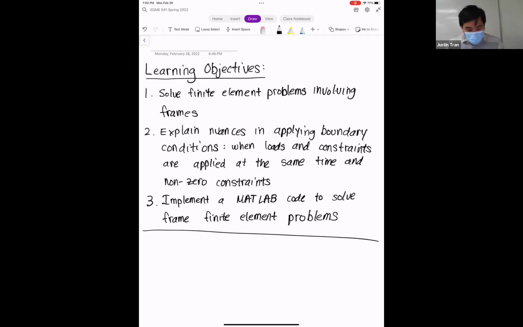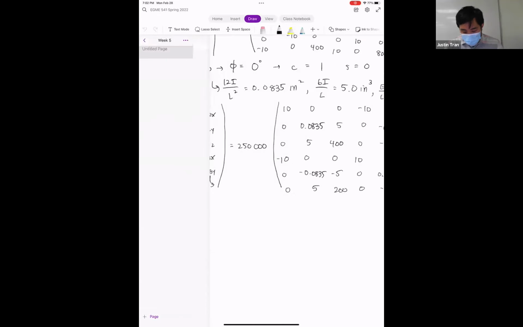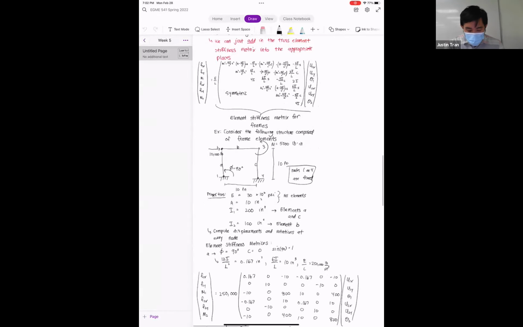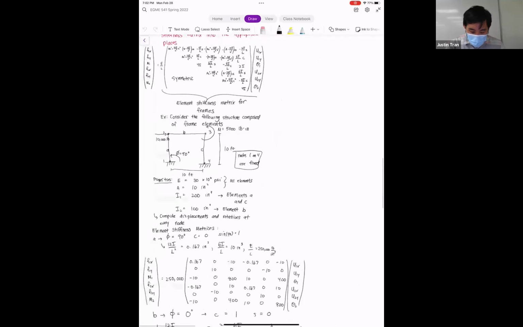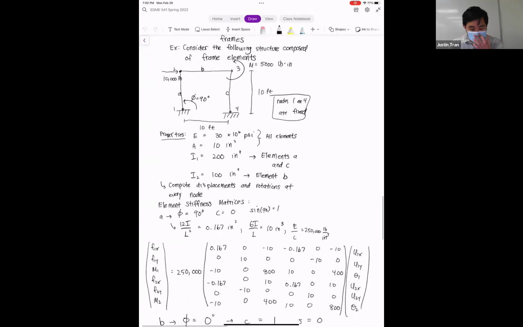Okay, all right, so let's go ahead and pick up where we left off. Actually, let me go back to the week 5 lecture notes and see where we are. Last week we were looking at this example problem, and we were considering this 3-element, 4-node structure. So we have basically a square where we have 3 elements.